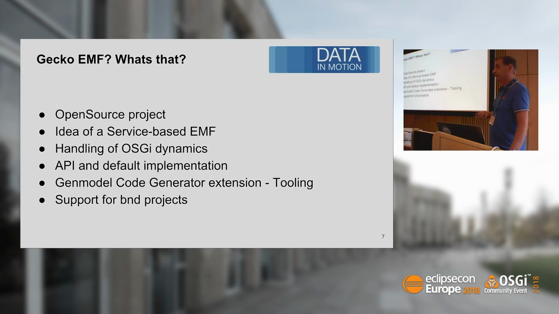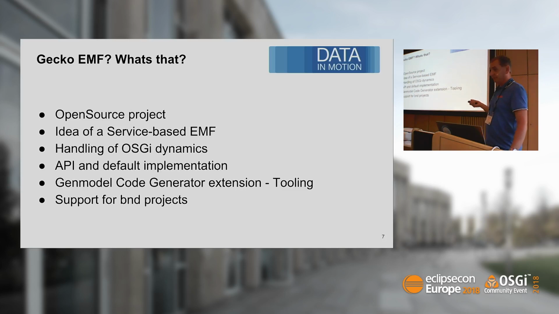Gecko EMF has a small API, which is used for registering packages or resource factories. So we have to do the same as in Java SE or what the extension registry does. And so we have a very small API consisting of 2 interfaces you have to implement.